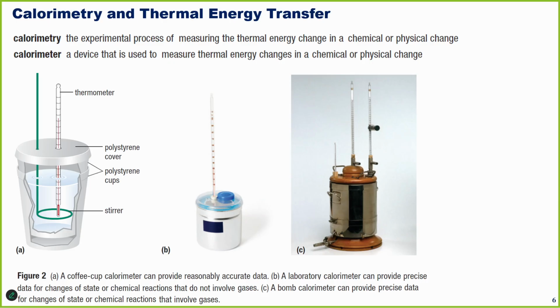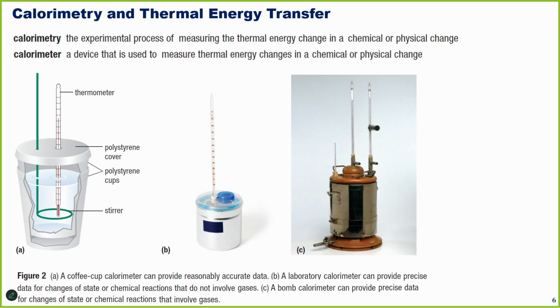Reactions carried out in calorimeters, like those in figure 2a or 2b, take place under constant pressure, since a small amount of gas will always escape. As a result, the volume of the contents will change, which keeps the pressure constant. Therefore, to study a physical or chemical change involving a gas or gases, chemists use a bomb calorimeter, which is shown here in figure 2c.